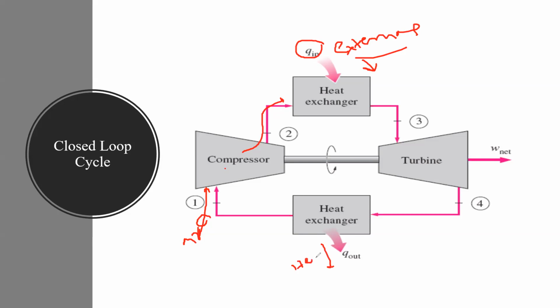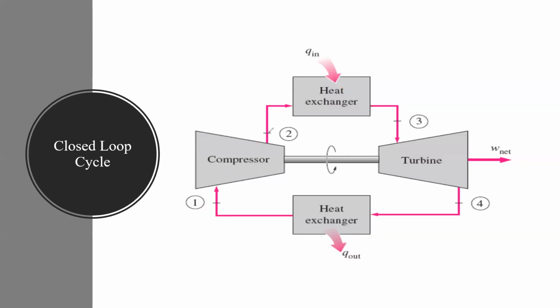Try to understand the difference. Here, Q in means what? This arrow indicates we inject some external heat into this heat exchanger to enhance the temperature of the plant. And here this is your turbine, and in this heat exchanger we release some heat and convert these exhaust gases back into their original state. So this is the function of these two heat exchangers.